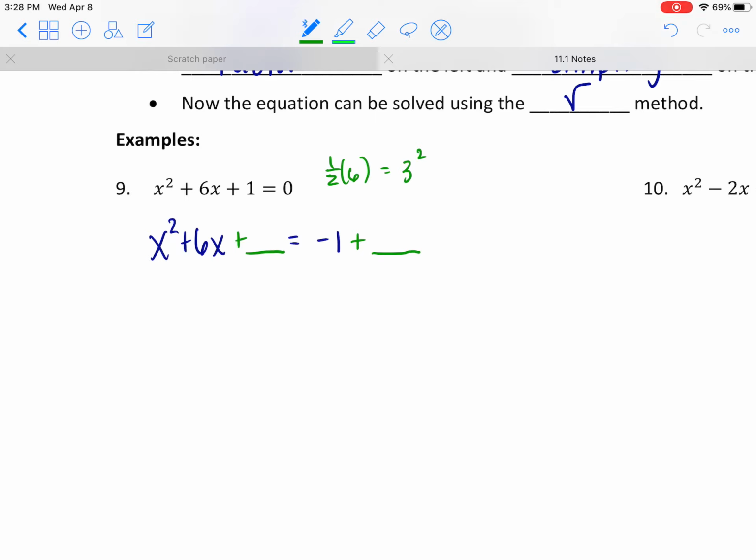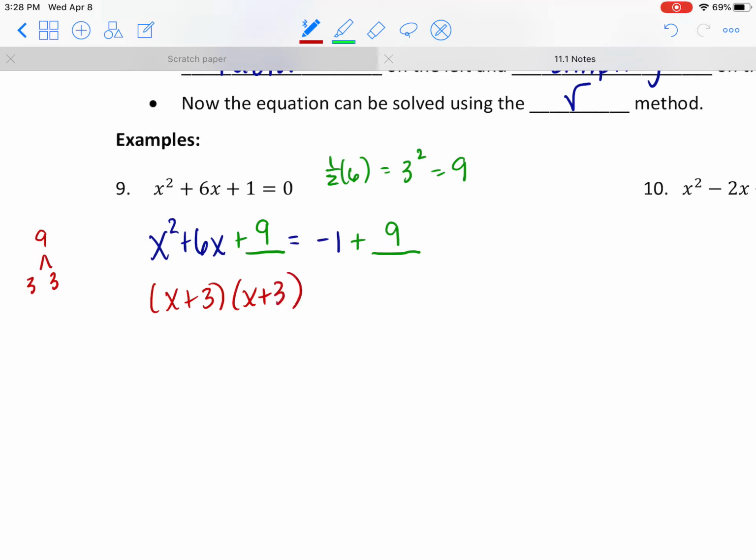Now what we have to add is half of b, squared. b is 6 in this one, okay? It's that middle coefficient. So b is 6, so I want to take half of 6, which is 3, and I want to square that. Now 3 squared makes 9. 9's my magic number. If I add 9 to both sides of the equation, look what happens.